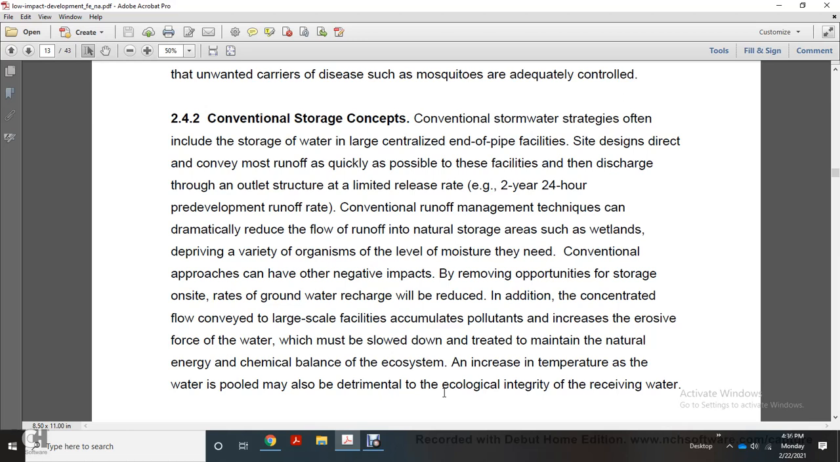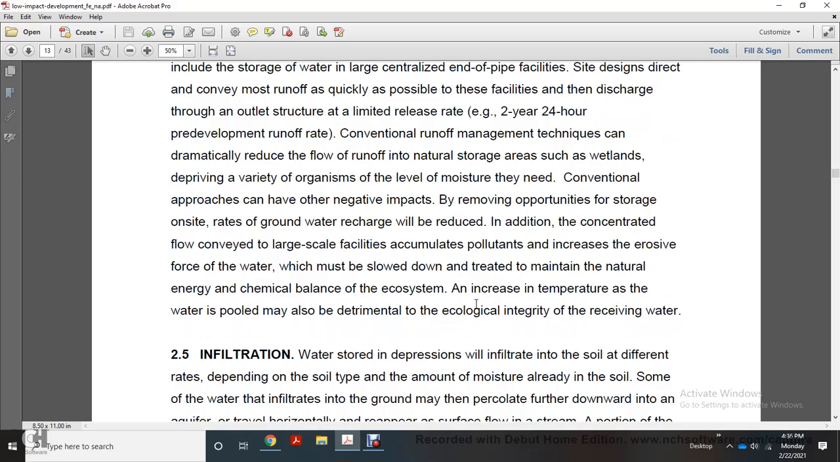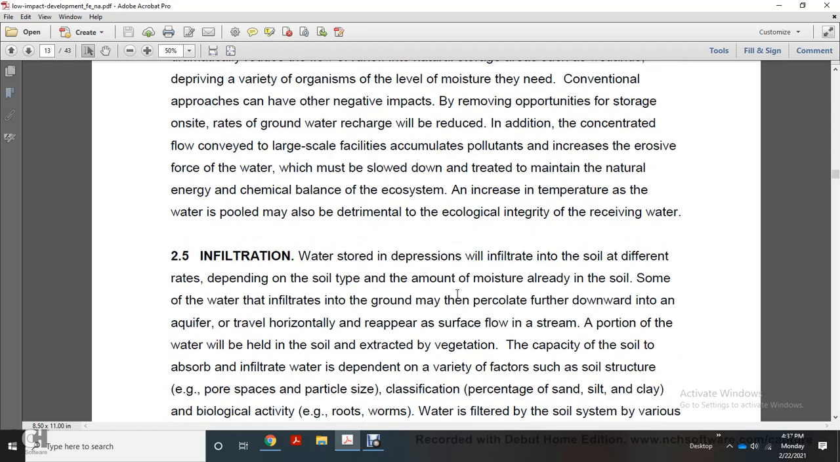Conventional runoff management techniques can dramatically reduce the flow of runoff from natural storage areas such as wetlands, depriving organisms of the level of moisture they need. The conventional approach can then have negative impacts by removing the opportunity for on-site storage and groundwater recharge. In addition, concentrated flow conveyed through large-scale facilities accumulates pollutants and increases the erosive force of the water, which may otherwise be slowed down by trees to maintain the natural energy and chemical balance of the ecosystem. Increased temperature as the water is pooled may also be detrimental to the ecological integrity of the receiving water.